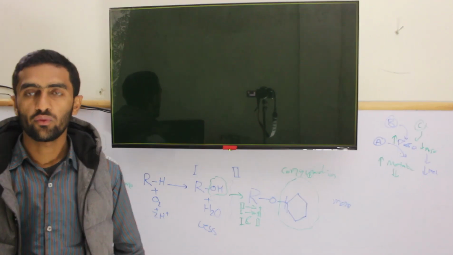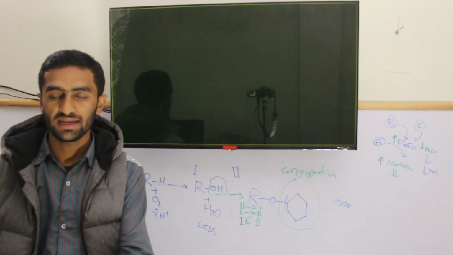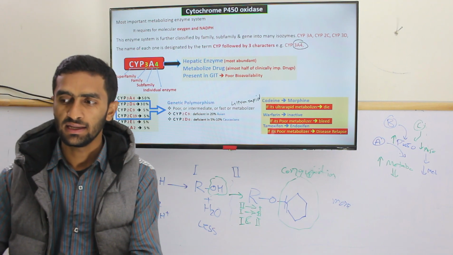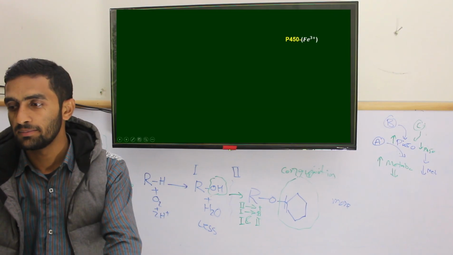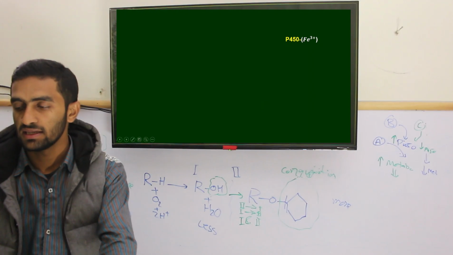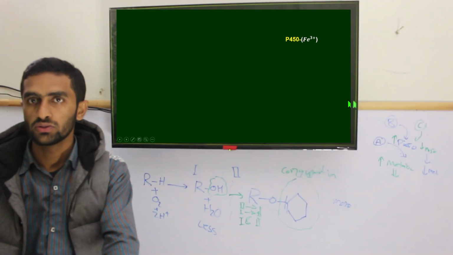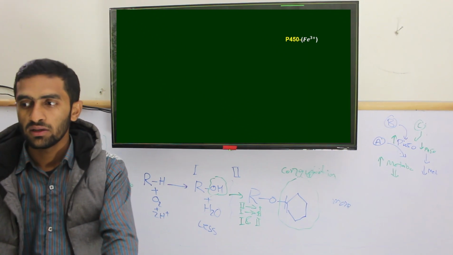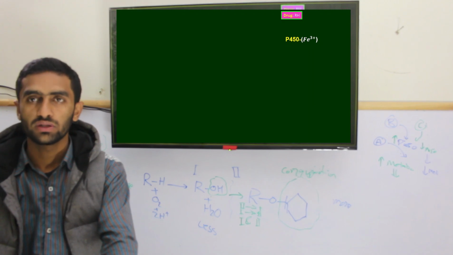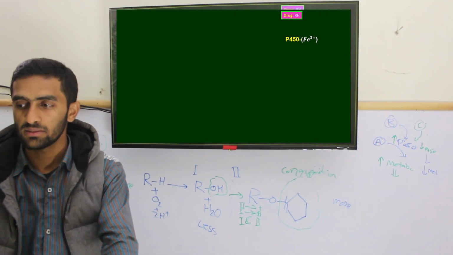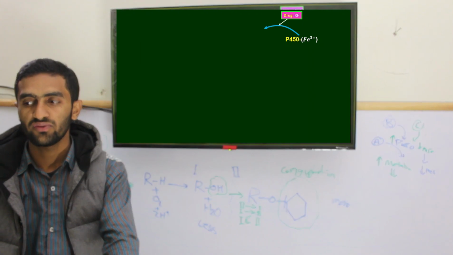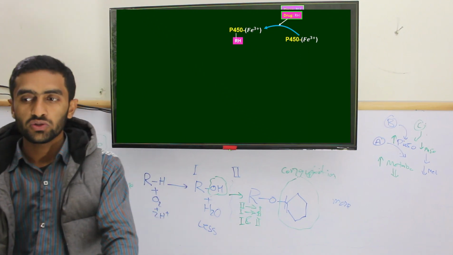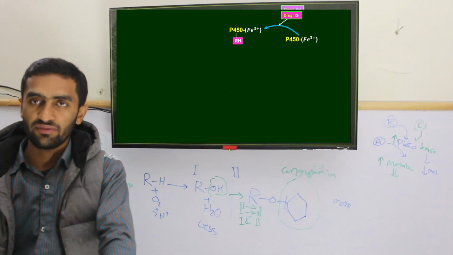Now let's look at the importance of NADPH and oxygen. As I mentioned, these reactions are dependent upon oxygen and NADPH. Let's see. Here is the P450, which is in the Fe3 plus form, the oxidized form. For example, here is your drug, which is going to be taken up by this P450. First step, the drug forms a complex with the P450 system. So what is the importance of NADPH and oxygen?